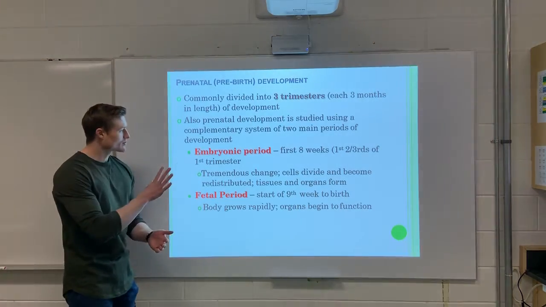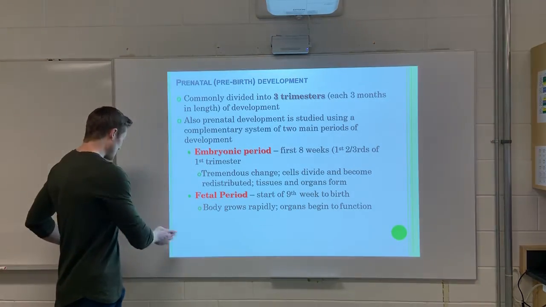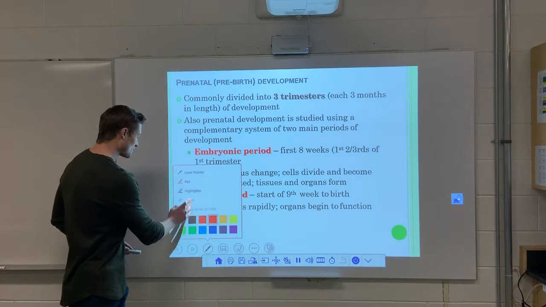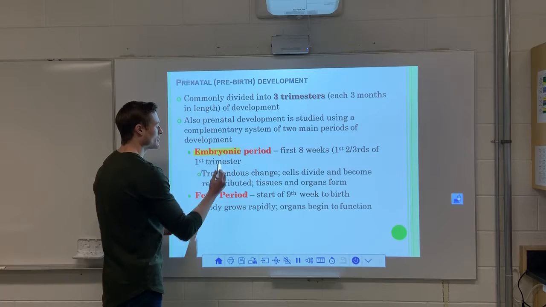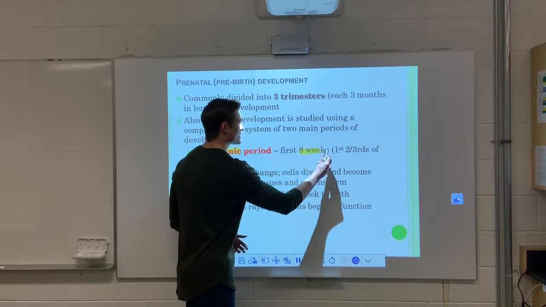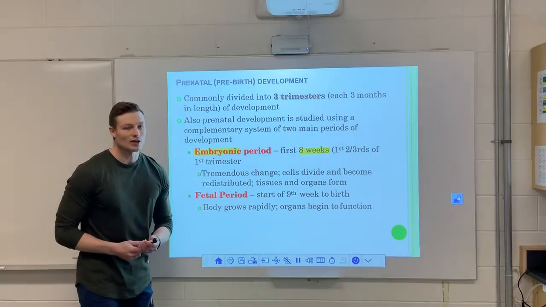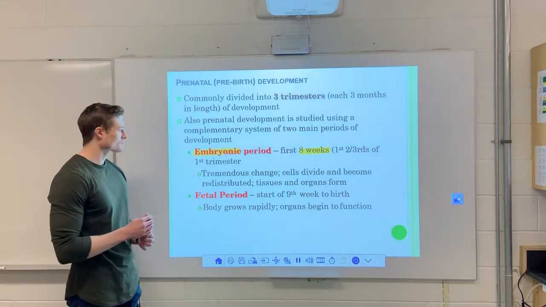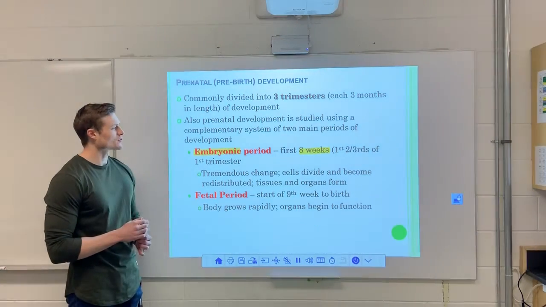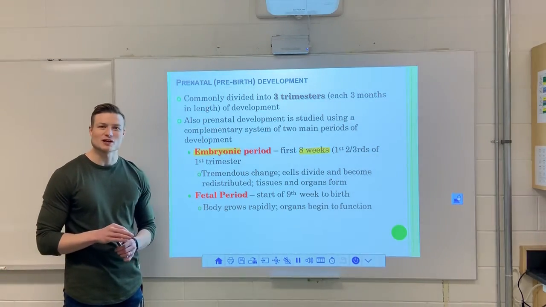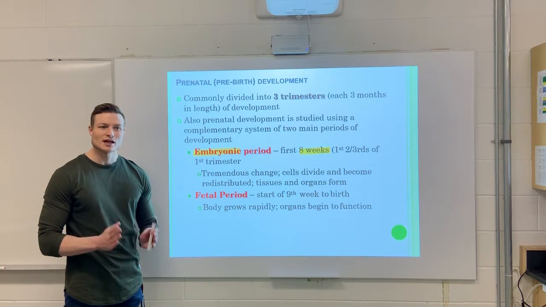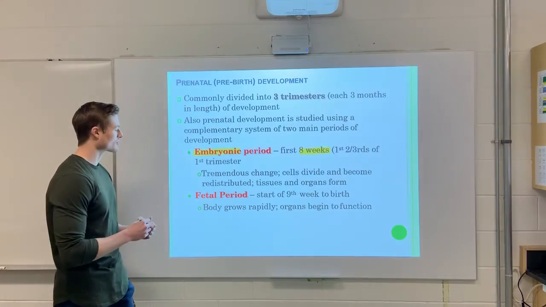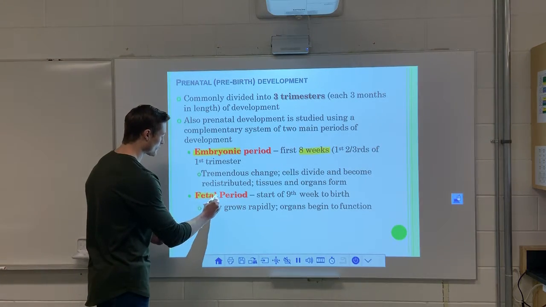Now, within those 3 trimesters, there's 2 main periods. The first period is known as the embryonic period. This is the first 8 weeks of pregnancy, so it would be basically the first 2/3 of the first trimester, if that makes sense. So it's most of the first trimester, and then afterwards, the remaining pregnancy would be known as the fetal period.